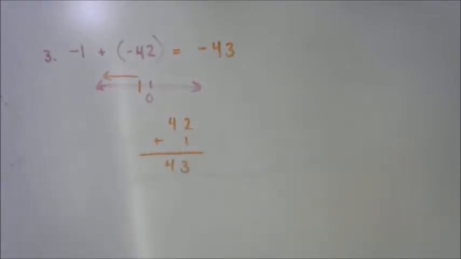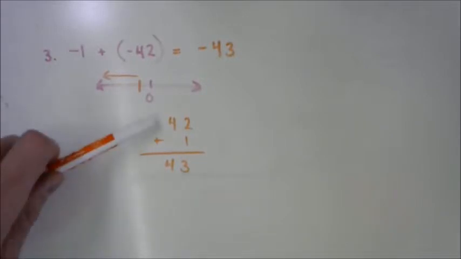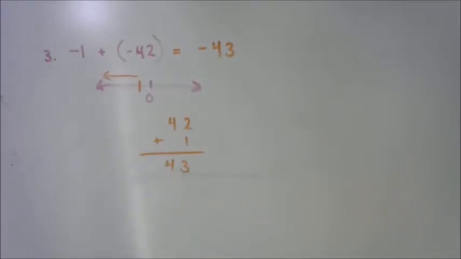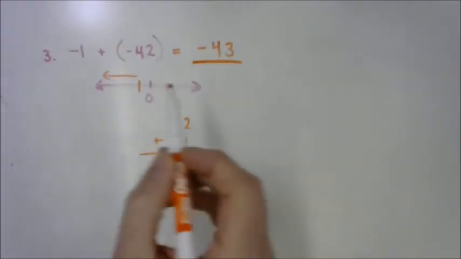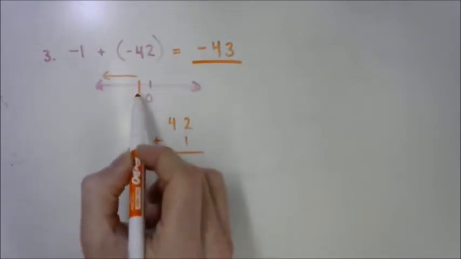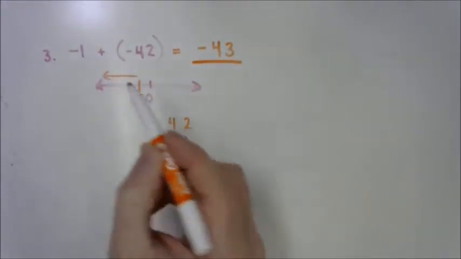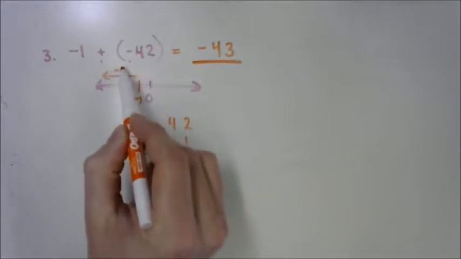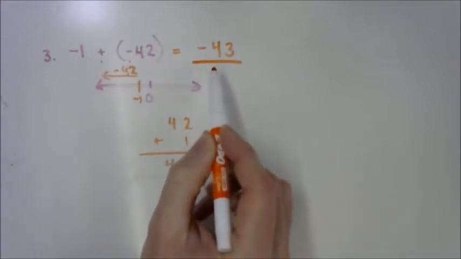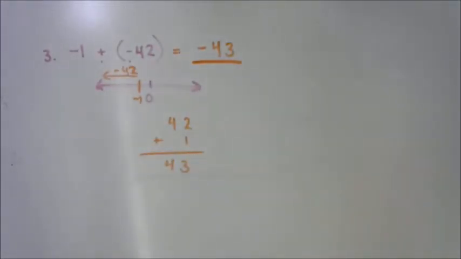Anyway, I just thought that made more sense. It was easier to write 42 plus 1. And we know it's negative 43 because we're starting to the left of 0 at negative 1, and we're going more negative, 42 more negative, which gives us 43 on the negative side of 0.